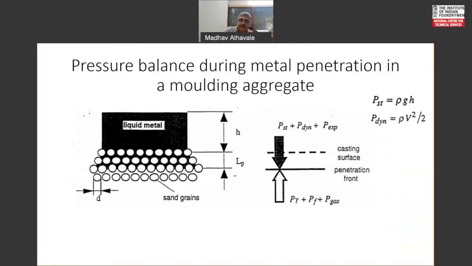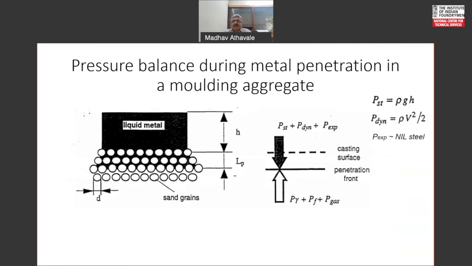Geometry of the casting has a big impact on P static, while P dynamic is being decided by not only geometry of the casting, but design of your gating system as well, which is equal to rho into V square. V is the velocity of the metal facing the mold or core, and whatever pressure is coming on the mold or core surface. So rho V square by 2 is the dynamic pressure, and then there is the pressure of expansion.